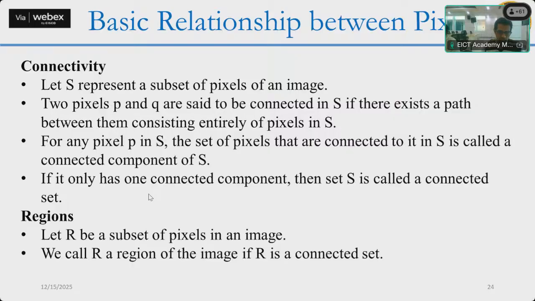Now we move to the regions. Let R be a subset of pixels in an image. Call R a region of the image if R is a connected set. So see, when we differentiate the image, we basically take up the different regions, right? So what is R? Basically a subset of pixels, and we are taking R as a region when it has only one connected component.